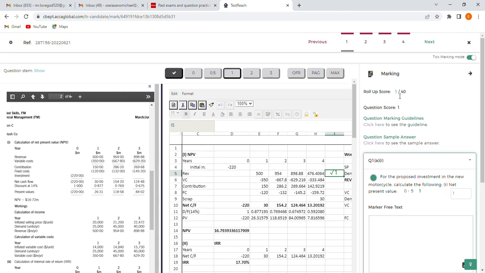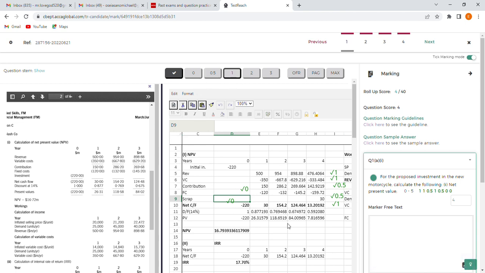Roll up score one. So variable cost, we had it correct, 350,667 negative. You mark it here, one. Contribution, we had it, we mark it. Contribution is 0.5. You mark it 0.5, to show up. One mark. We have our net cash flow. Our scrap is 0.5. If you get it wrong, you just press the 0 and mark it. It's going to show 0 without deducting any mark.